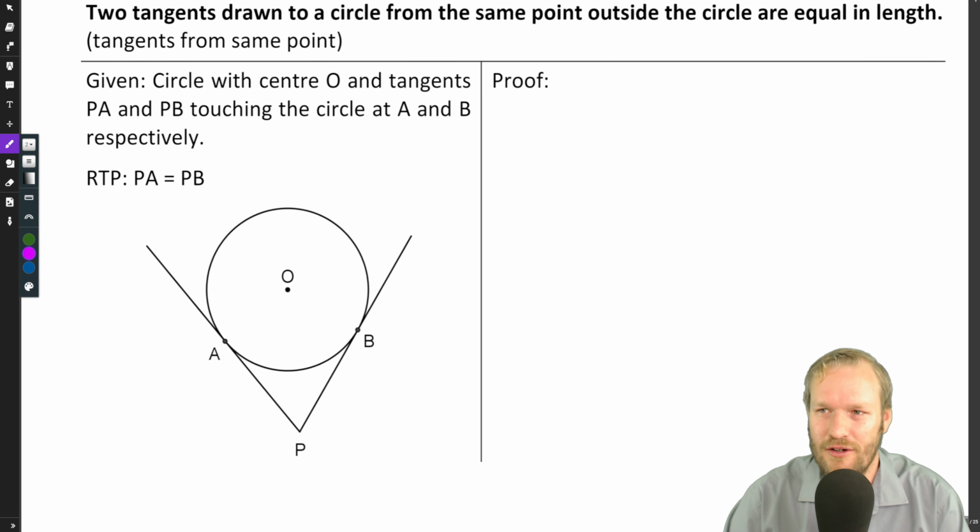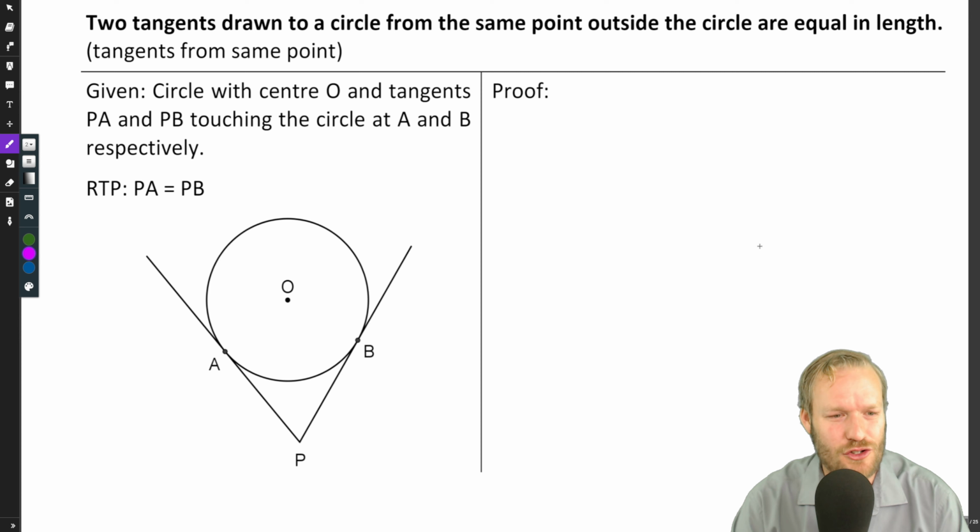So in our party hat over here, we've got two tangents drawn from a single point, and they obviously intersect the circle just once each. Our first one is PA, and our second tangent is PB. What we need to prove is that PA equals PB. How are we going to prove this? Remember, for the other proofs, we want to remember the general idea, and then fill in the details after that. It is very, very similar to all the other ones we've done.